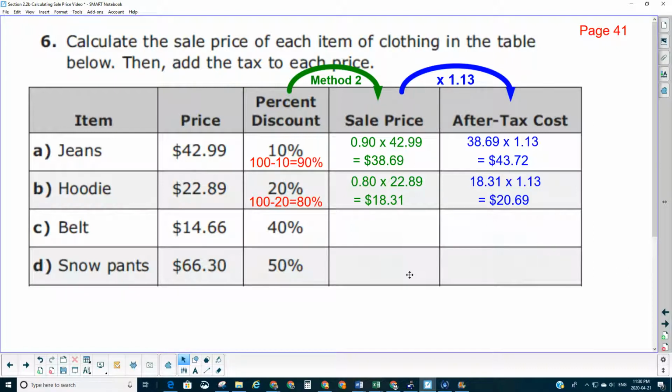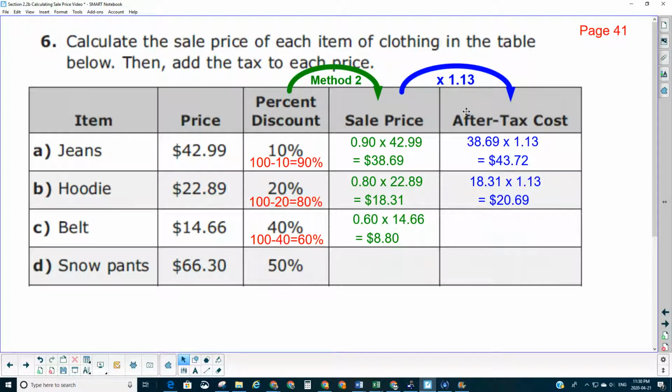Okay, so let's check your answers now. $14.66 for the belt. 40% off means that we are only going to pay 60%. So 60% is 0.6 times the cost of the belt, and hopefully you got an answer of $8.80. Make sure you got your rounding correct for $8.80.